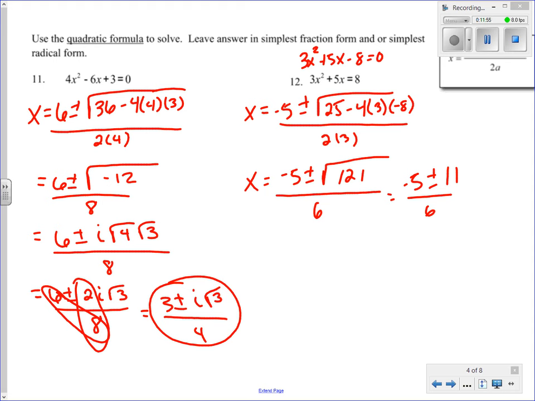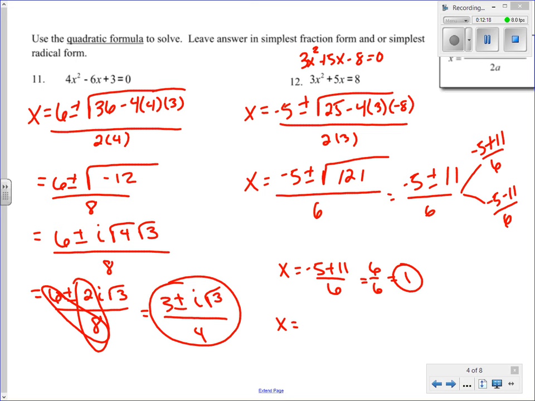So this right here would break up into 2 different answers. We have negative 5 plus 11 over 6. We have negative 5 minus 11 over 6. I'm going to come down here and do both. For our first one, we would end up with 6 over 6, which is 1. And if we did minus 11, we get negative 16 over 6, which is reduced to negative 8 thirds. And those are your 2 answers for number 12.